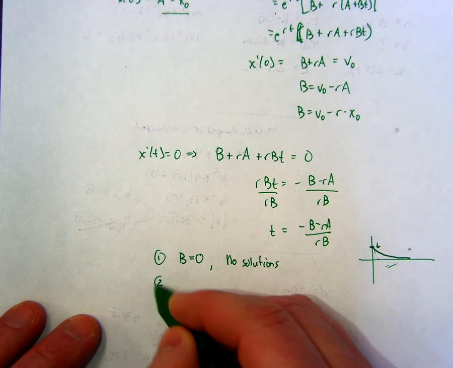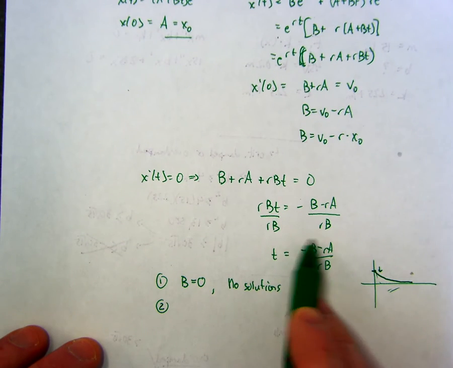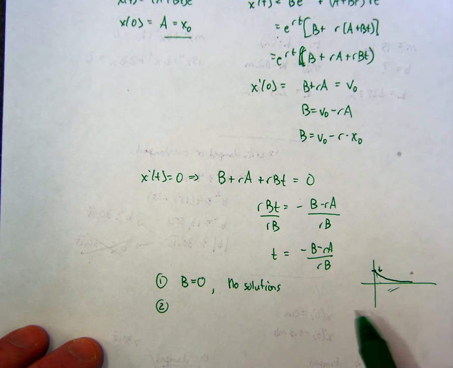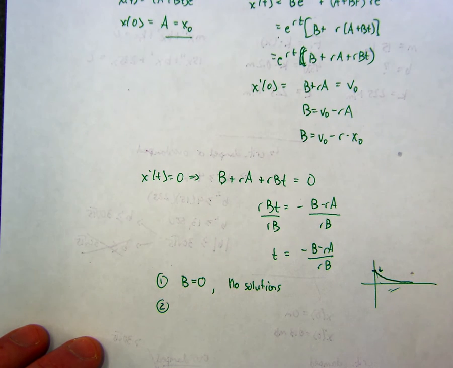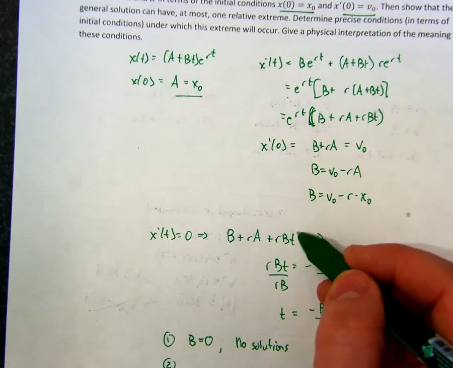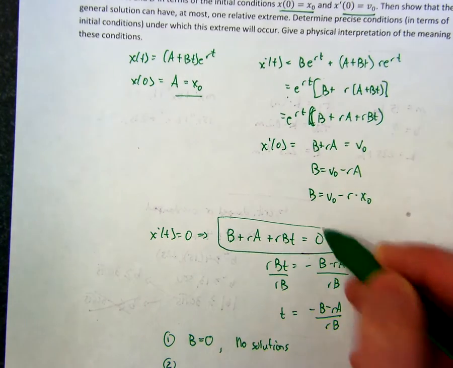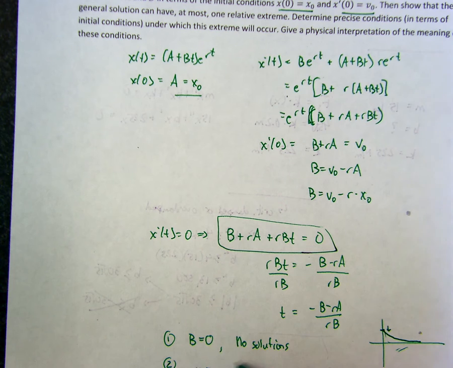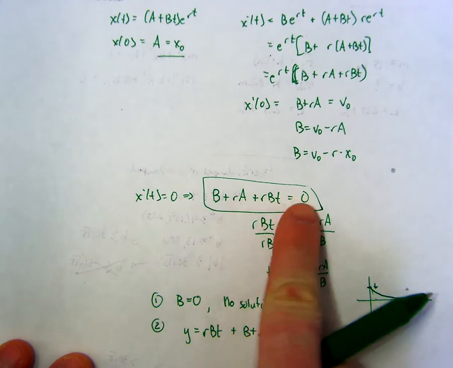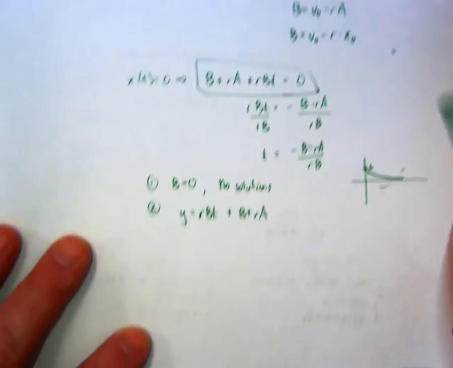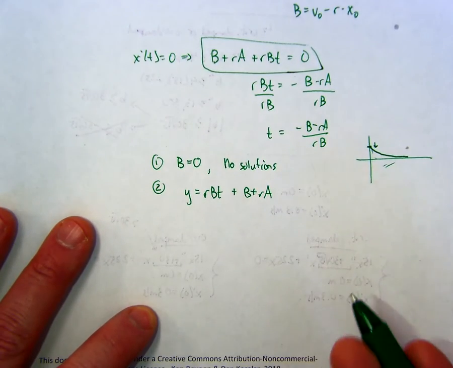The other case, of course, is if this numerator here is not equal to 0, so the b isn't 0, then there's some other possible solution here. So I'm actually going to go back to this. Let's consider this y equal to rbt plus b plus ra, and think of that like a linear function. So the solutions to this, when it is 0, is when y here is equal to 0.